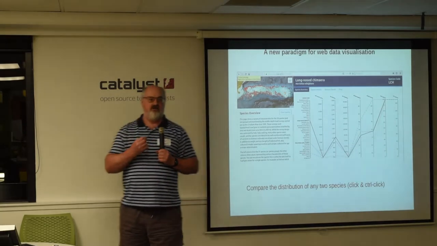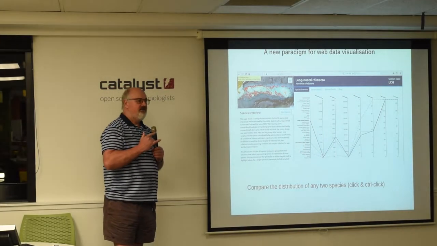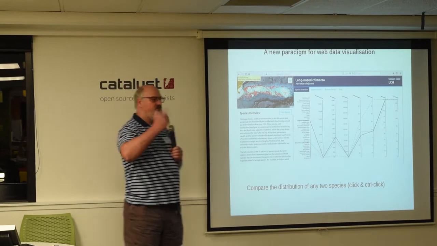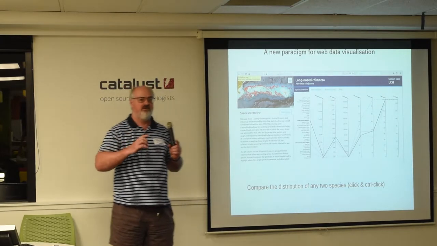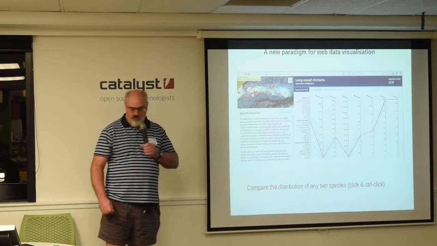So we can compare two different species on the map, which again is unusual, because normally on these sites you drill down to one species and see its information. The ability to see multiple species is quite rare.